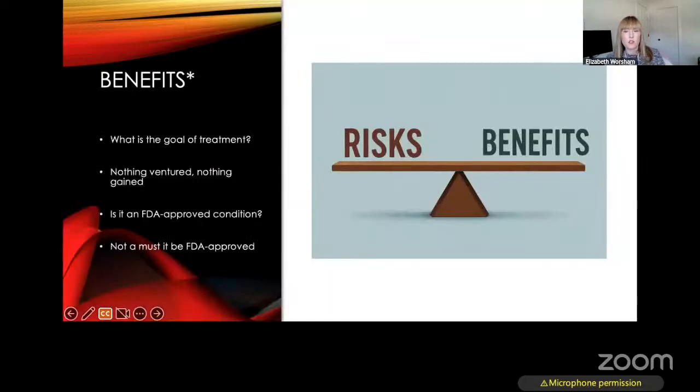Benefits. I love this graph or this picture because it really is a take-home visual about nothing ventured, nothing gained. If you're looking for a big benefit, unfortunately, it usually comes with a big risk. Rare in medicine is it that there's hardly any risk and you get a big reward. That kind of just seems like the universe in general, but that's something to bear in mind. We always need to keep in mind, what's the goal of this? What are we looking at? Are we looking to improve their quality of life? What specific area? Is it FDA approved?